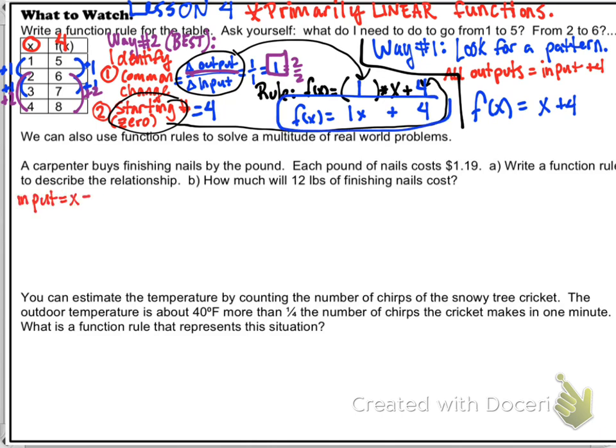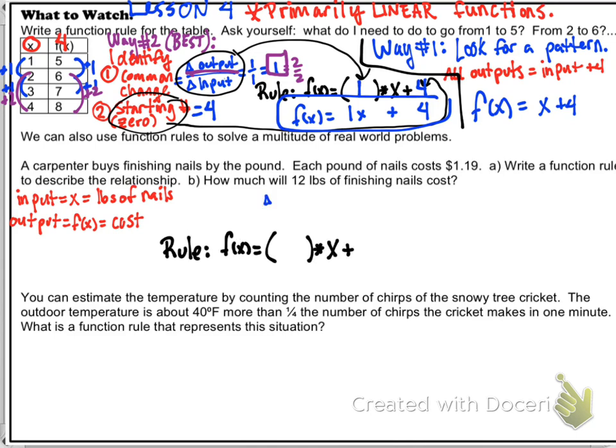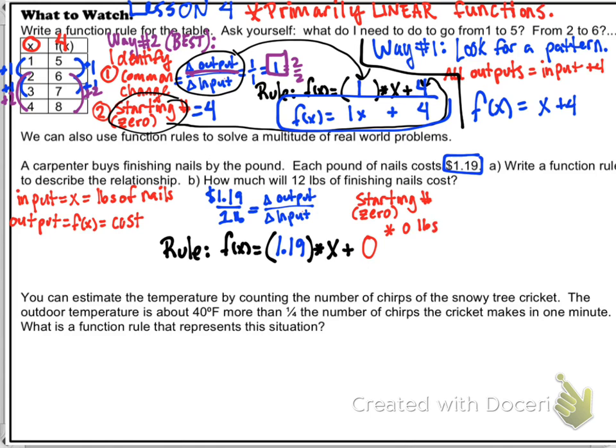For the next one, my input is my x's, and that's going to be the pounds of nails. It makes more sense to input how many pounds of nails I buy to determine the cost. The cost depends on the pounds of nails that you buy. So, reusing that rule, the change in output over the change in input, well, for every 1 pound of nails, it's $1.19. Now, if I plug in a 0, I'm going to pay $0 for it. So that is my starting number. That gives us this for a function, simplified.